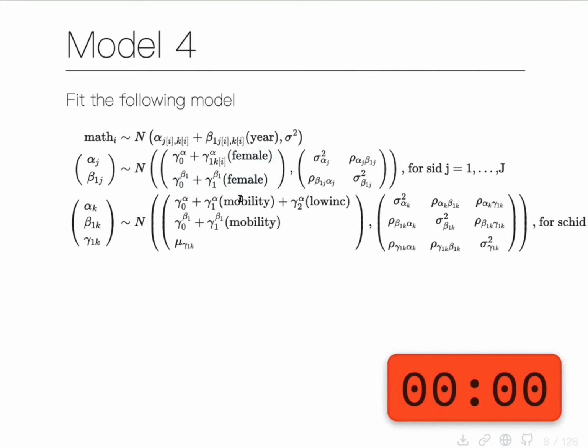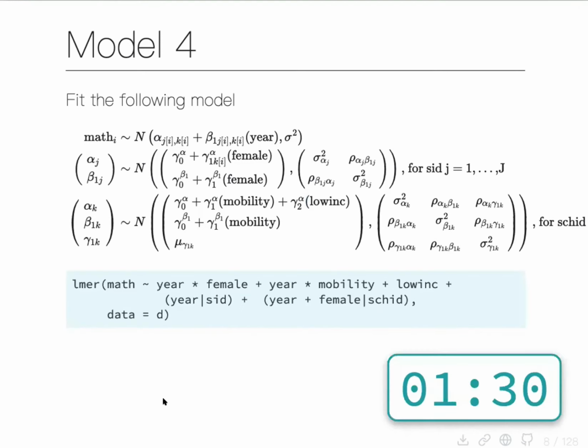And then at the school level, we have mobility as a predictor of both the intercept and the slope, the year slope. And we have low income as a predictor of the intercept as well. So this is a fairly complicated model at this point. And so I would do it like this: year times female, that's going to give me this, this, and this. So this would be year, female, year colon female, right? That's what this expands out to. Year mobility, so that would give me year, mobility, and mobility colon year, right? And then low income, that's going to give me this one. And then at the student ID random effect level, we just have year SID, just like we did before. And then at the school level, we have year, but we also have female randomly varying at the school ID level. Okay. Yep, Chris?